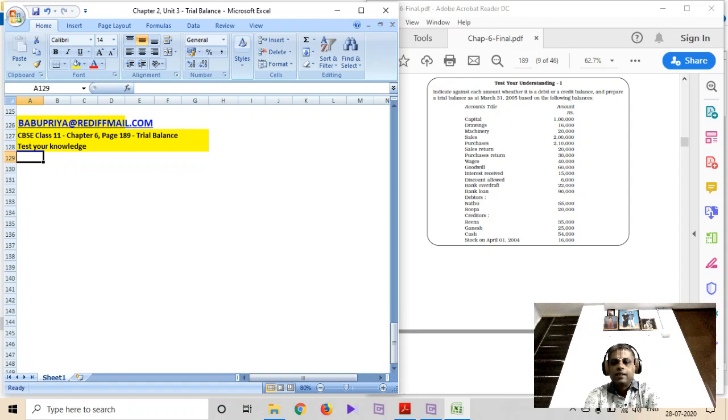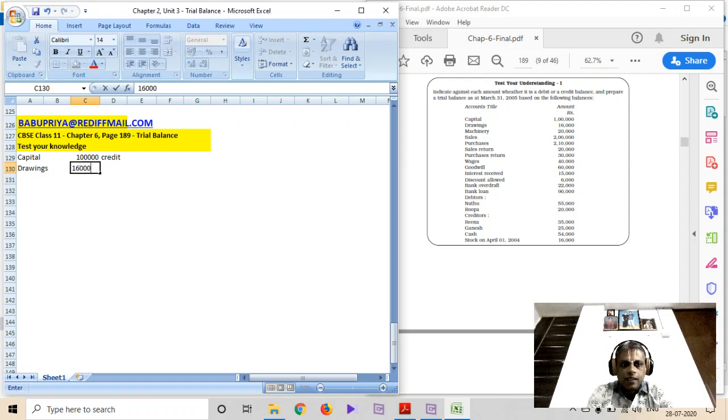Test your understanding. Indicate against each amount whether it is a debit or a credit balance, and prepare a trial balance as on March 31, 2005 on the following transactions. So let's put this. Capital, 1 lakh, is a credit balance. Then we have drawings, 16,000, which should be adjusted against capital, or you can put it in debit.